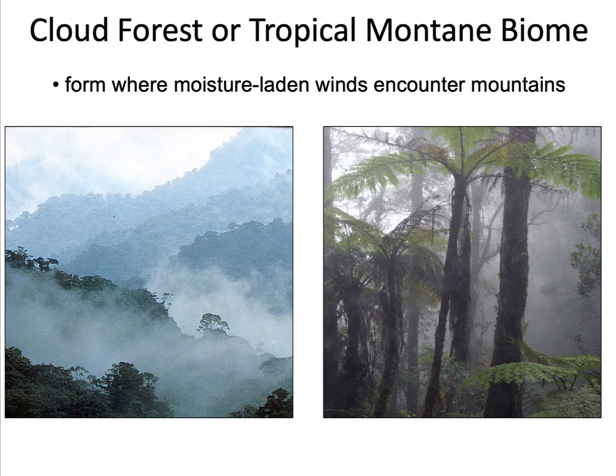Next up, cloud forests or tropical montane biomes. These form where moisture-laden winds encounter the mountains, and the cloud forests are more dependent on local elevation and humidity. Now, montane can have a very diverse definition in a tropical forest. It can range as low as 500 meters in elevation or as high as 4,000 meters in elevation. So that's over 12,000 feet. It all depends on local humidity.